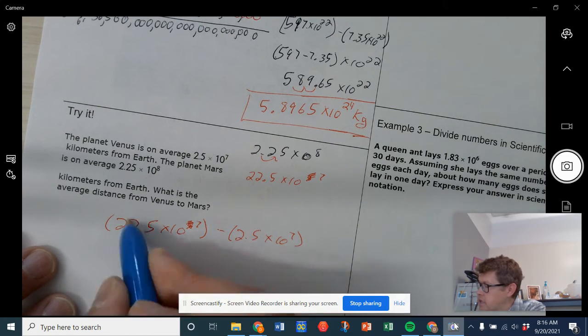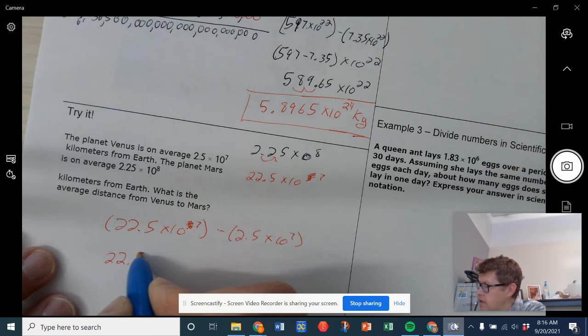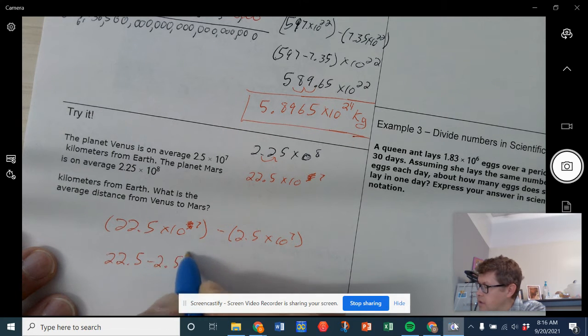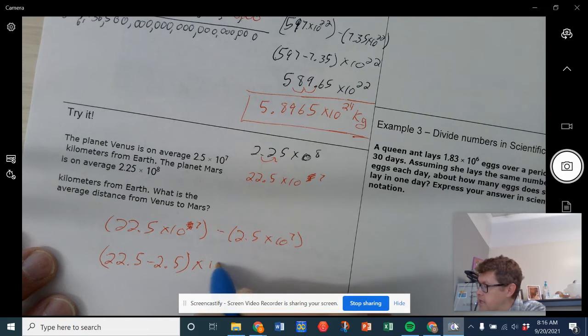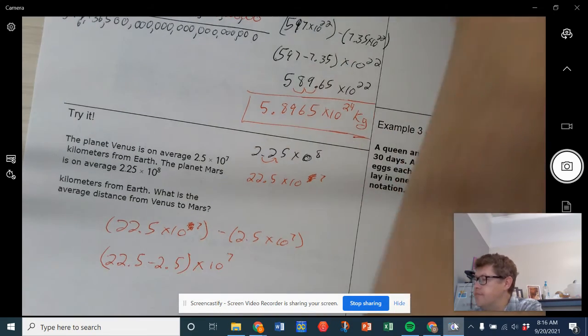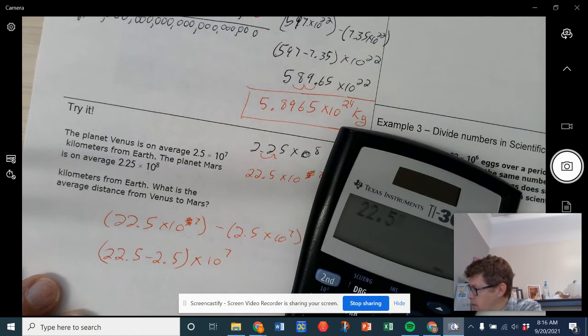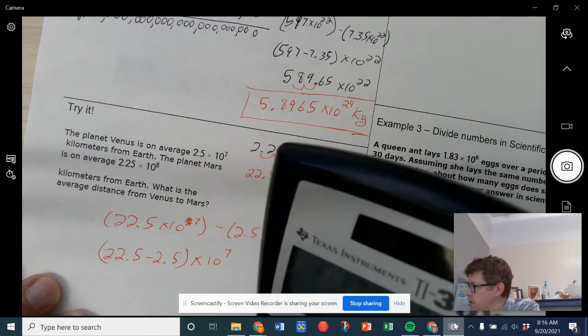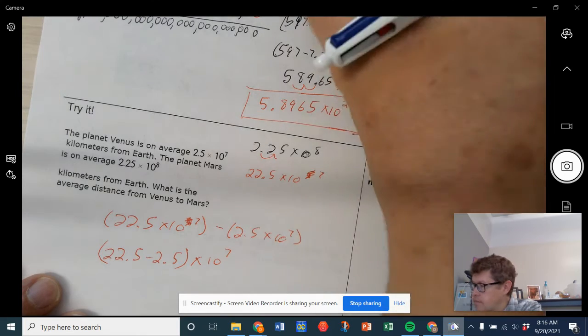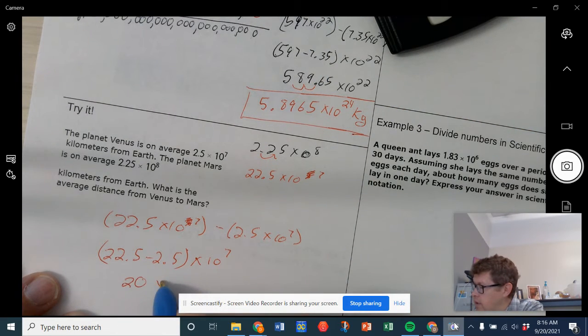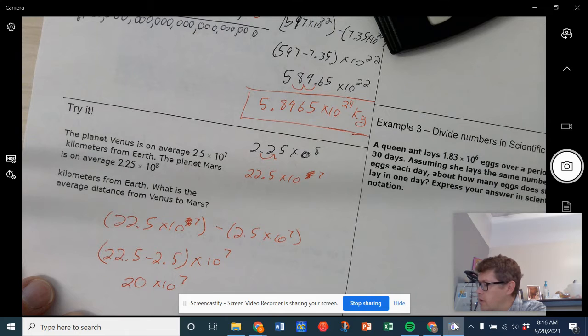And so we can just take the numbers out front and subtract them, and then multiply the result by that 10 to the 7th. So 22.5 minus 2.5 is 20. Oh, that's easy. 20 times 10 to the 7th, and then we want to move it. And that makes that go up, right? So 2 times 10 to the 8th.